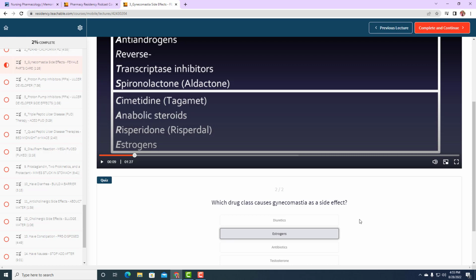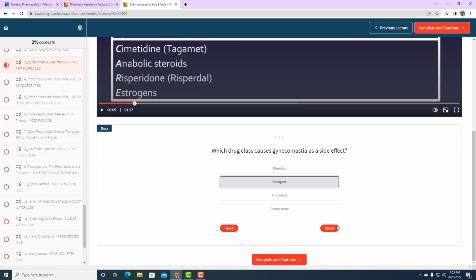So again, be careful. Sometimes there will be some splitting of hairs, where if it had been anabolic steroids, that would have been a drug class, but not a specific drug. That wasn't what the question asked. So estrogens is our answer. We're going to check that one. Yes, that one is correct. And then we move on.